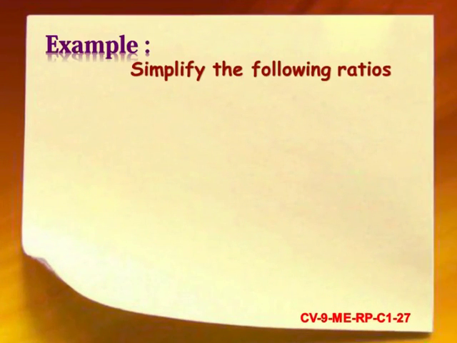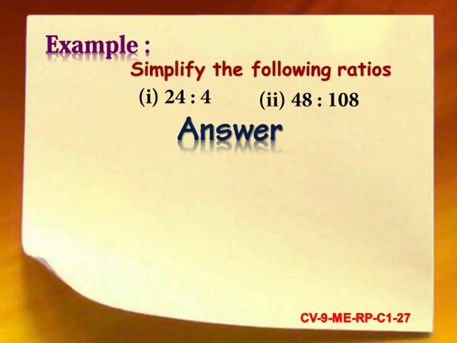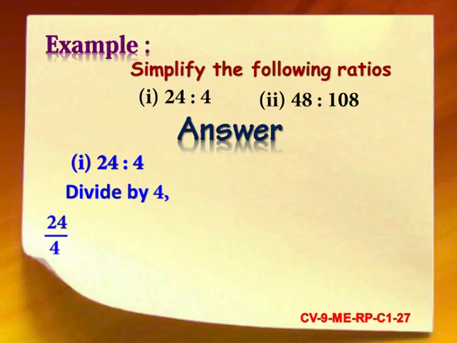Example. Simplify. 1. 24 is to 4. 2. 48 is to 108. Answer for the first question, that is 24 is to 4. Divide both the terms of the ratio by their HCF, that is by 4. We get 24 by 4 is equal to 24 by 4 whole by 4 by 4, or 6 by 1, or 6 is to 1.